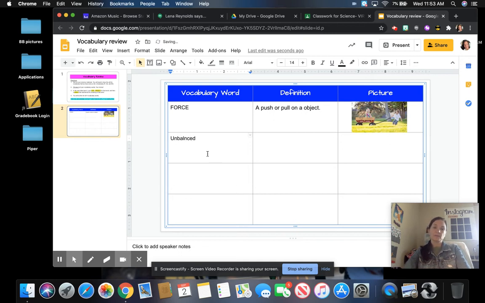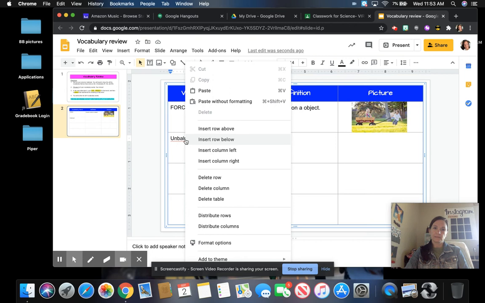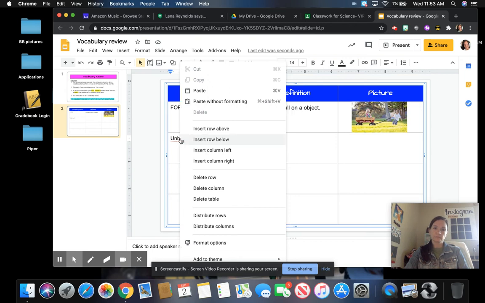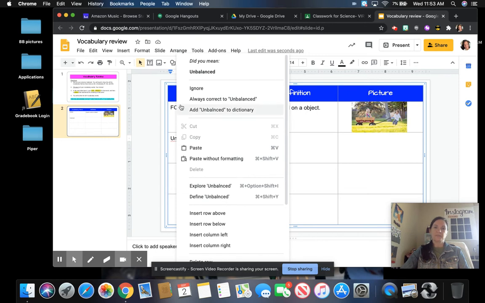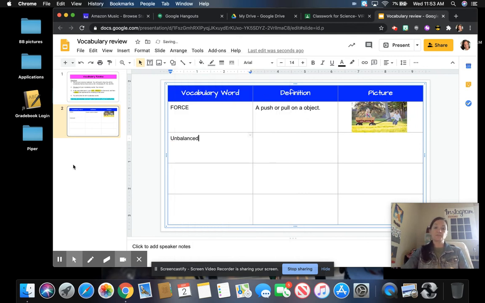So I spelled it wrong. Make sure it's spelled right. I'm going to show you guys that. If I spelled it like this and was moving on, see that red line that's underneath that word? If you right click on it, it will give you possible words that you might have meant it to be. And this is the correct spelling. So if it's giving you a red underline underneath your words, it means it's spelled wrong.